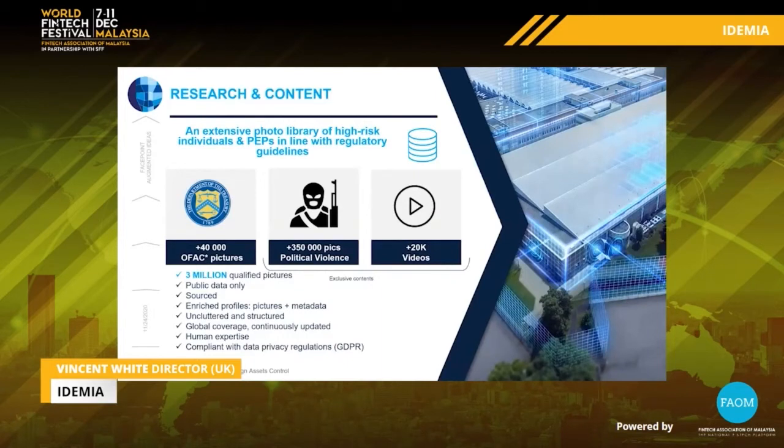The content of the Facepoint database is truly original and exclusive. There were the occasional organizational charts of drug cartels published by OFAC, but no one has endeavored to create a comprehensive image library of all sanctioned individuals, and that was our top priority. Then we added to that images of all denominations of political violence, extremism, and terrorism, enriching each profile with metadata comprising the conventional identifiers, names, date of birth, country, position, and so on.